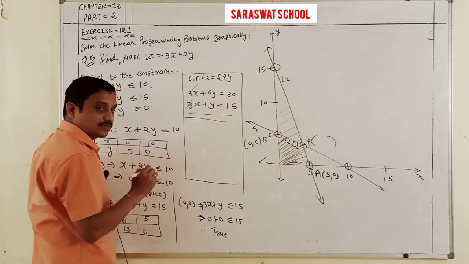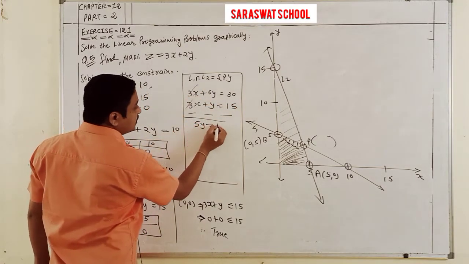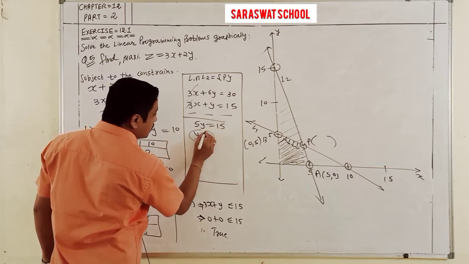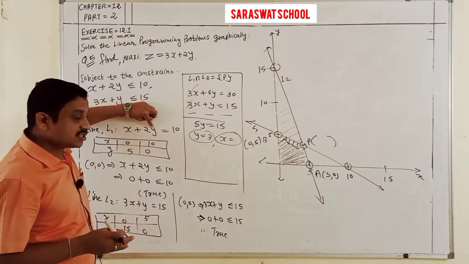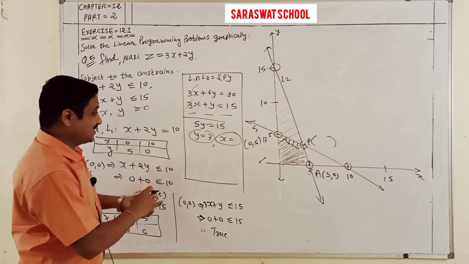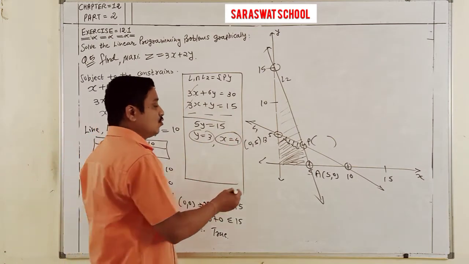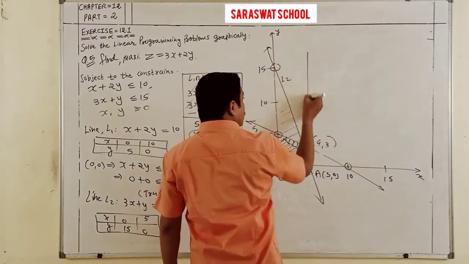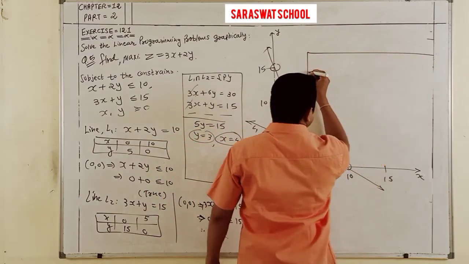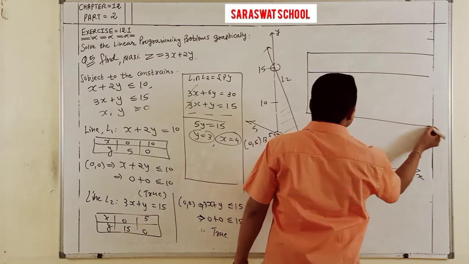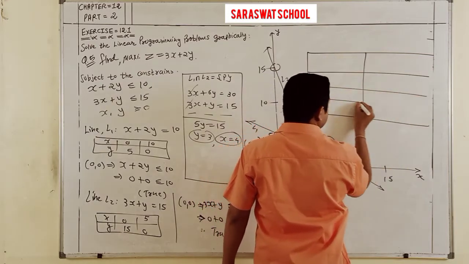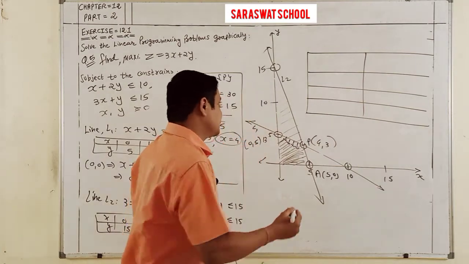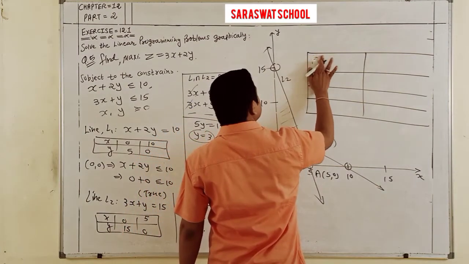Let's cancel. It gives 5y = 15, so y = 3, and x becomes 10 minus 6, which is 4. I mean (4, 3). Finally, go to the table. The feasible region is related, and your final answers are these three corner points.